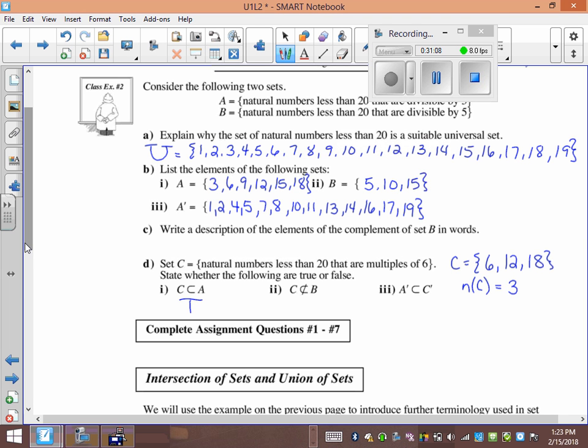C is not a subset of B. Is this true or false? Is everything in C in B? Well, let's check it out. C is 6. Does B have 6 in it? No, we're done. Okay, true.